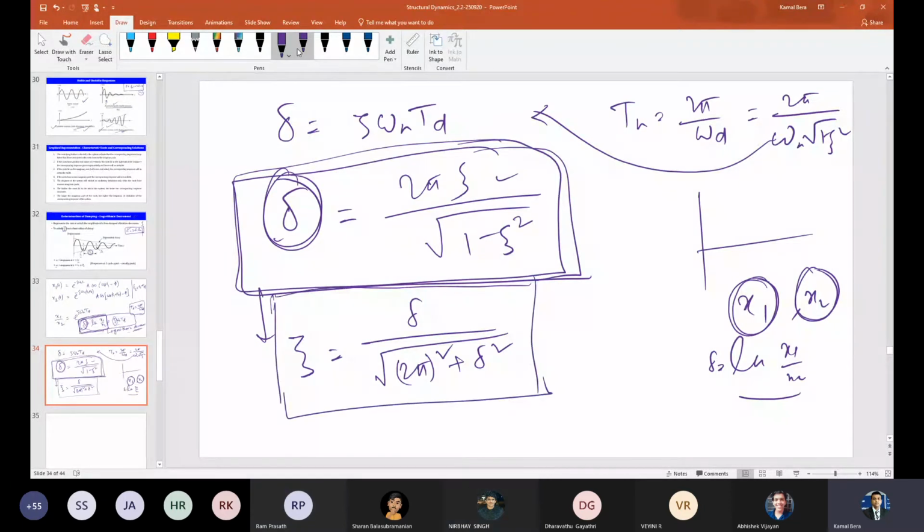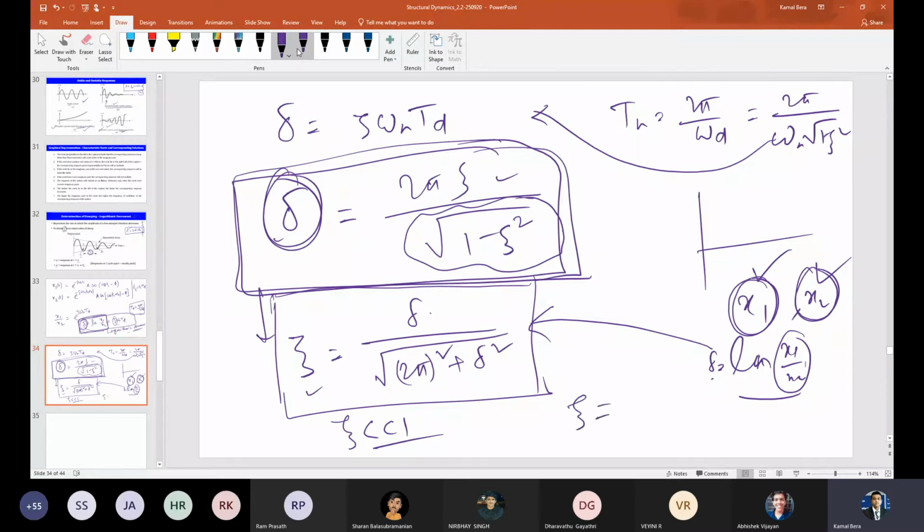Fine. So you see, delta I have obtained by experiment. I have obtained x1, x2, taken the natural log of the ratio, got delta, put delta here, get zeta. But as I already mentioned many times, zeta is usually less than 1, so you can approximate it. So this part becomes 1, and you can further simplify. You can use this short expression also. In most cases, for structural purposes, you can use this and you will get a very close result as compared to this. Zeta equals delta by 2 pi, after taking the natural log of x1 and x2.